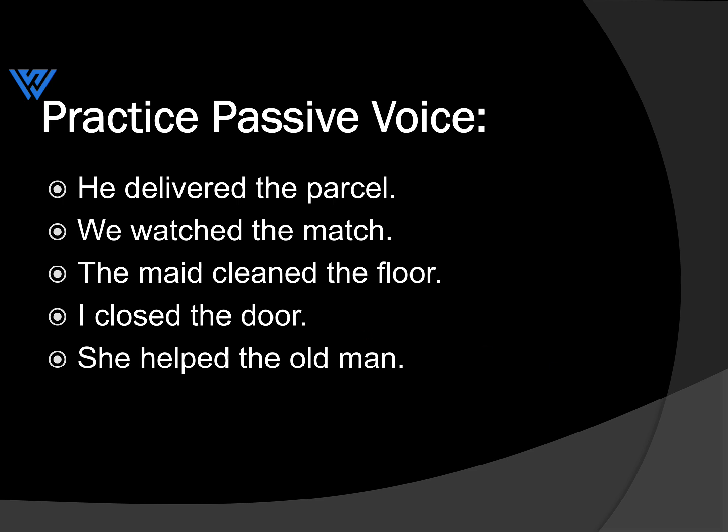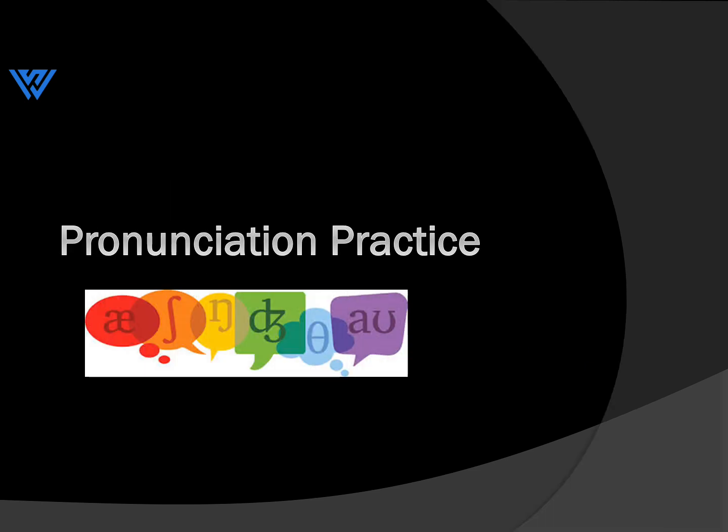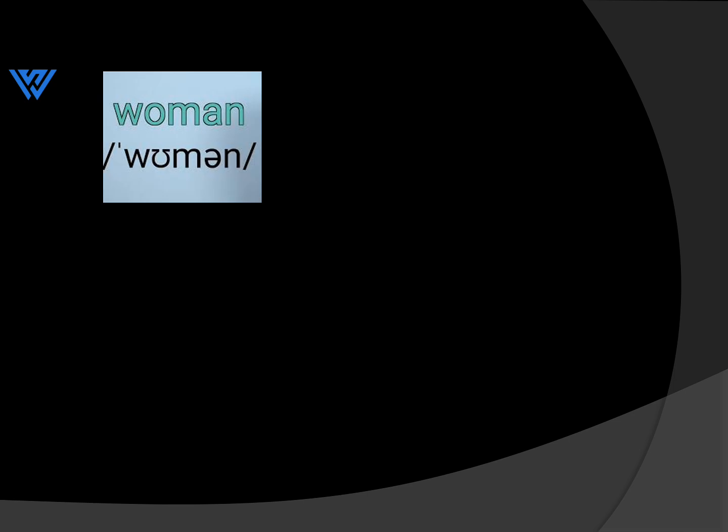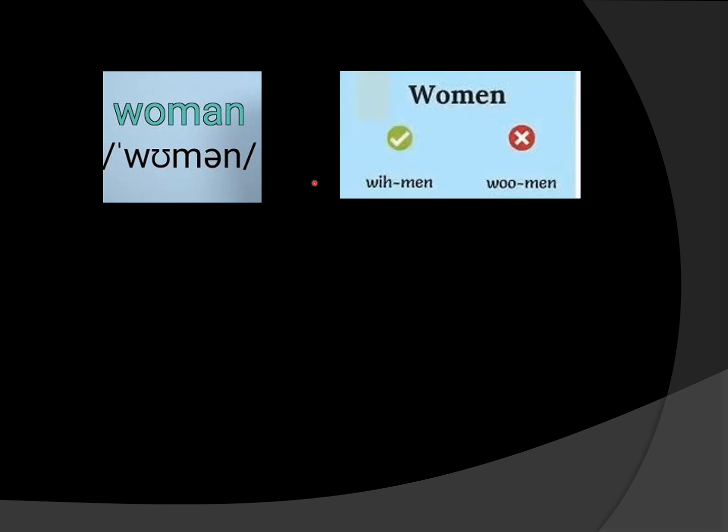Okay, moving on to our next section of today's class, that's pronunciation practice. Let's practice some more words today. The first word for today is woman. Woman. The next word is, plural of woman is women. Women. इसको women नहीं कहना, it's called women.